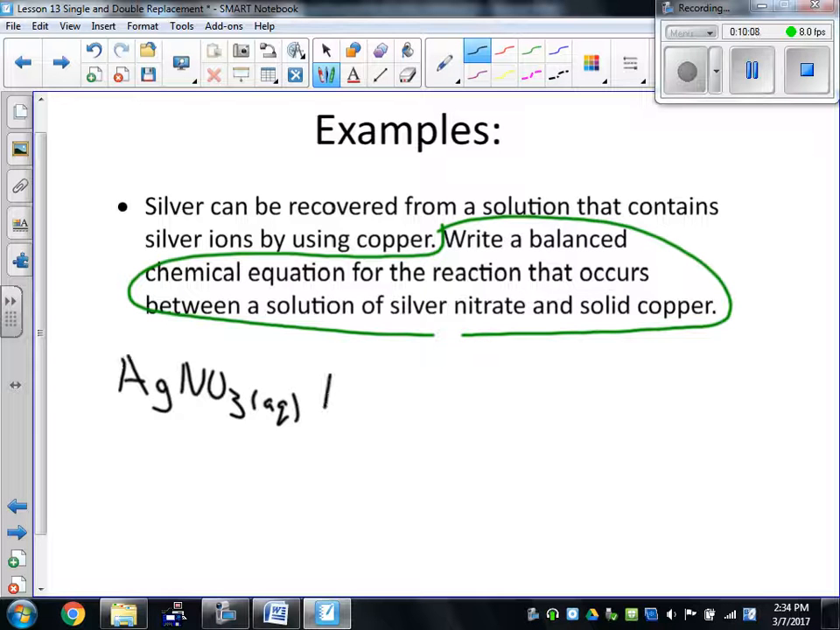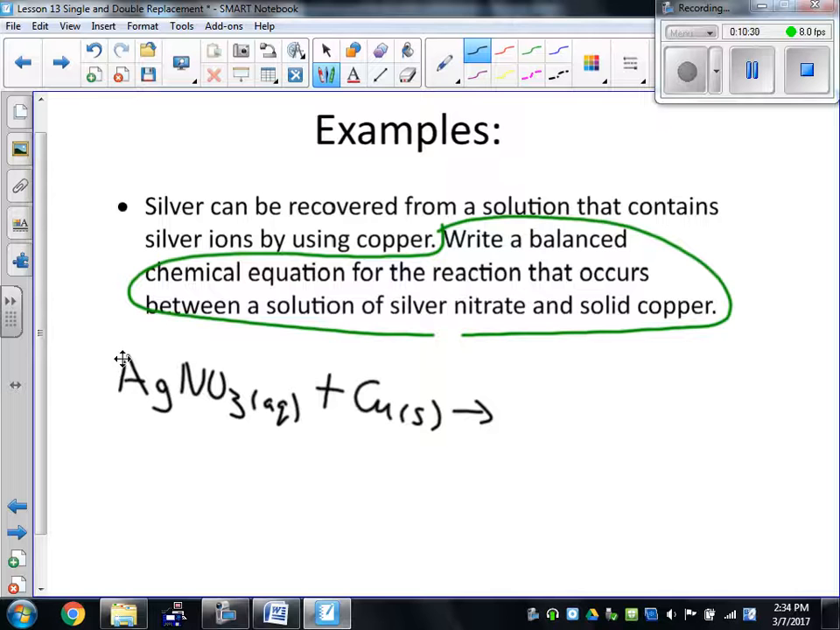And solid copper, okay? And solid copper. Now there's no charge on copper. That's 0 actually, because copper is not combined. Copper can't lose or gain electrons. It has to be combined with something to lose electrons, and there's nothing just by itself.